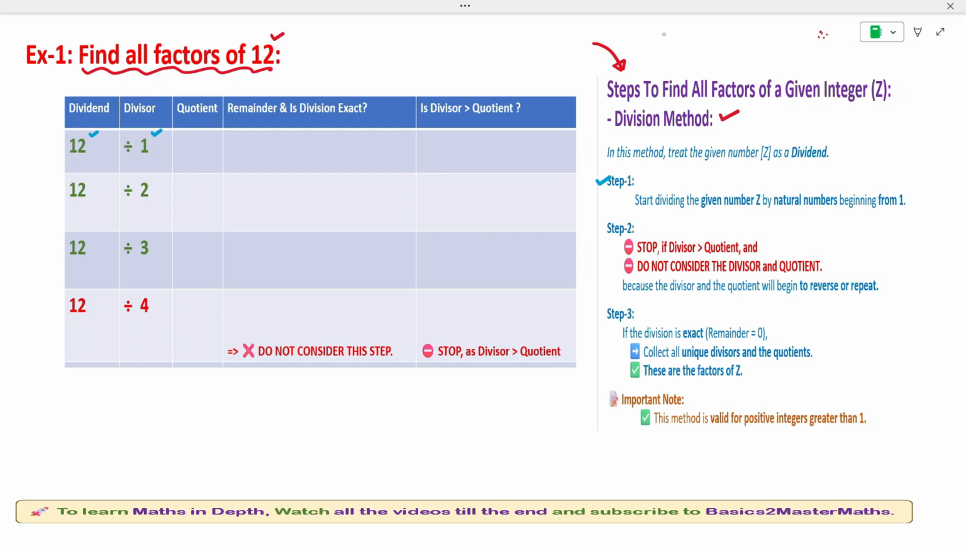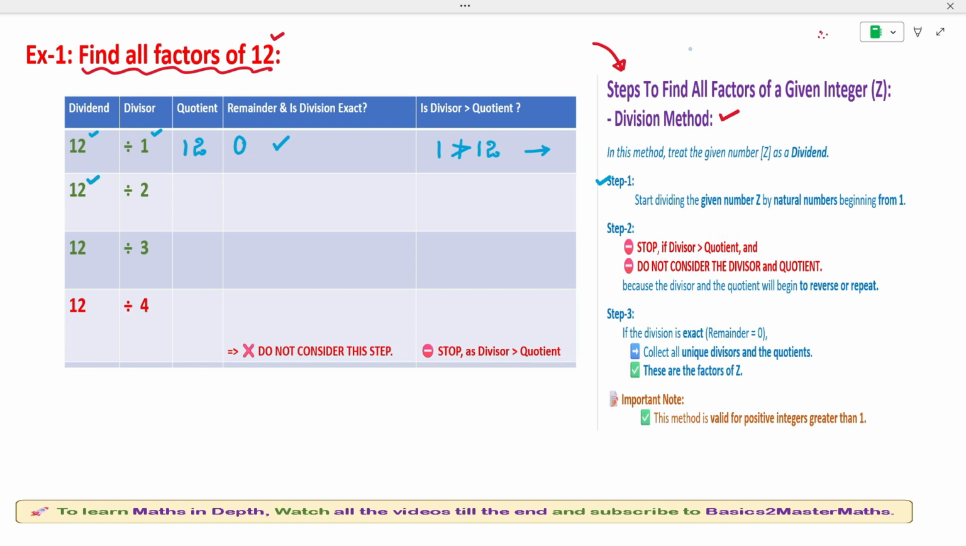When we divide 12 by 1, we get 12 as the quotient and 0 as the remainder. So, this division is exact. In this case, the divisor 1 is not greater than the quotient 12. So, move to the next step.